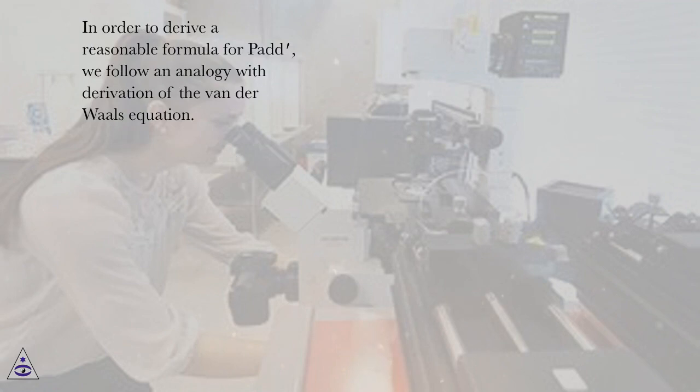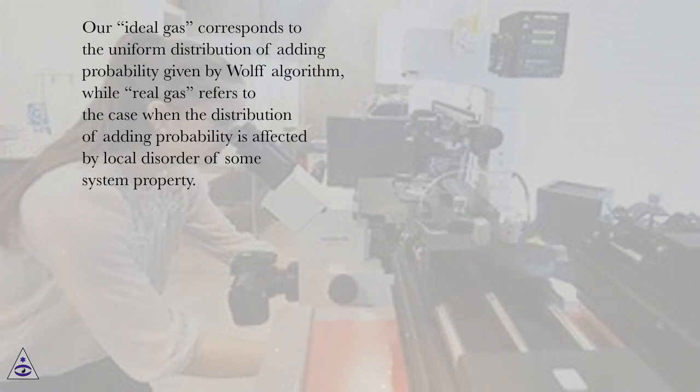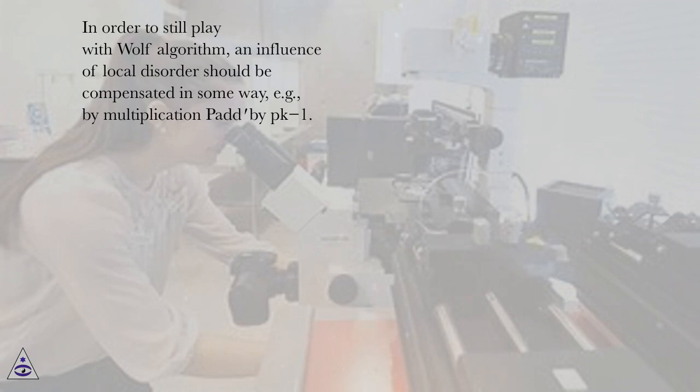In order to derive a reasonable formula for p_ad, we follow an analogy with derivation of the van der Waals equation. Our ideal gas corresponds to the uniform distribution of adding probability given by Wolff algorithm, while real gas refers to the case when the distribution of adding probability is affected by local disorder of some system property. In order to still play with Wolff algorithm, an influence of local disorder should be compensated in some way, for example, by multiplication of p_ad by p_ark minus 1.